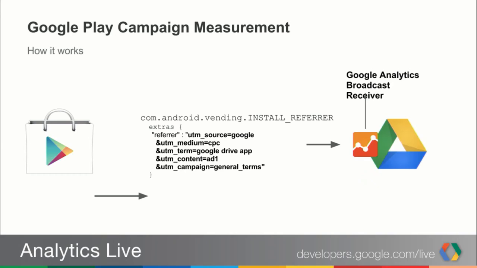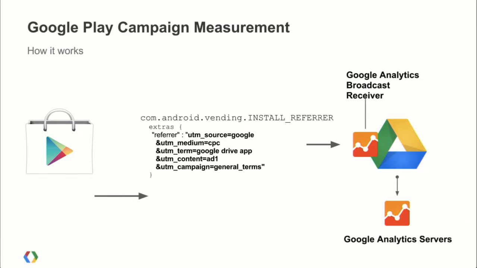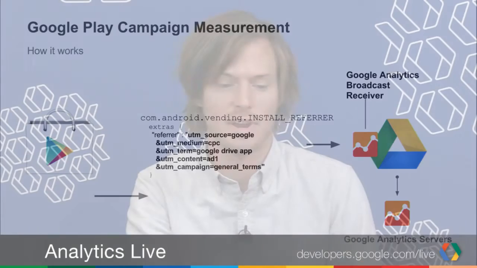The way this normally works, if you do a standard GA implementation, is that you'll have an analytics broadcast receiver, and I'll show you how to implement that in a second. That's going to be able to receive that intent, and it's going to store that referrer information. Then when the app actually runs, the SDK is going to send that out with the first hit that's dispatched. That's how your campaign information is going to get back to GA. Everything that the user does from then on is going to be attributed back to that original campaign source, whatever was in that referrer parameter.